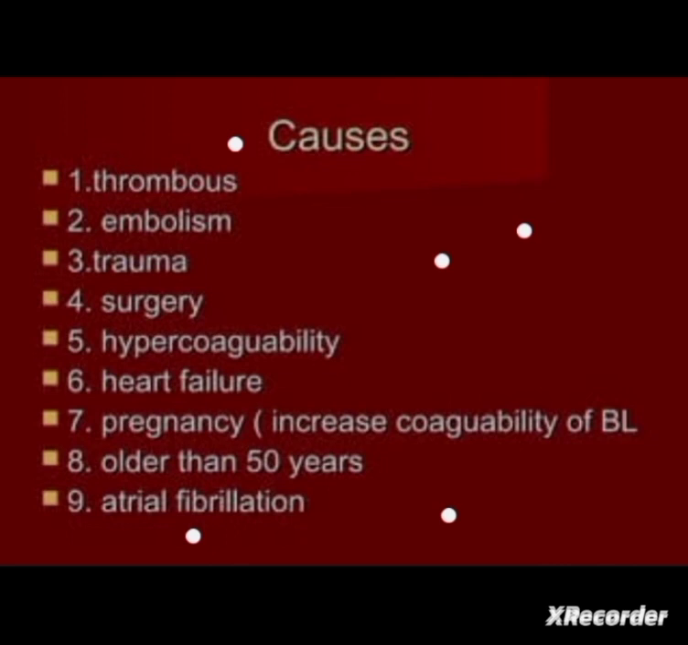Then atrial fibrillation, atrial flutter. Here there will be a fibrillating heart, so the thrombus may dislodge, move from the site and enter into the circulation, as happens in atrial flutter or fibrillation. So the main etiology, as I already told, is Virchow's triad: venous stasis, hypercoagulability and venous endothelial damage, which lead to thrombus and emboli formation. And other factors like trauma, surgery, heart failure, pregnancy, older than 50 years, atrial fibrillation, flutter are all risks for pulmonary embolism. And DM, COPD and CVA are also risks for pulmonary embolism.